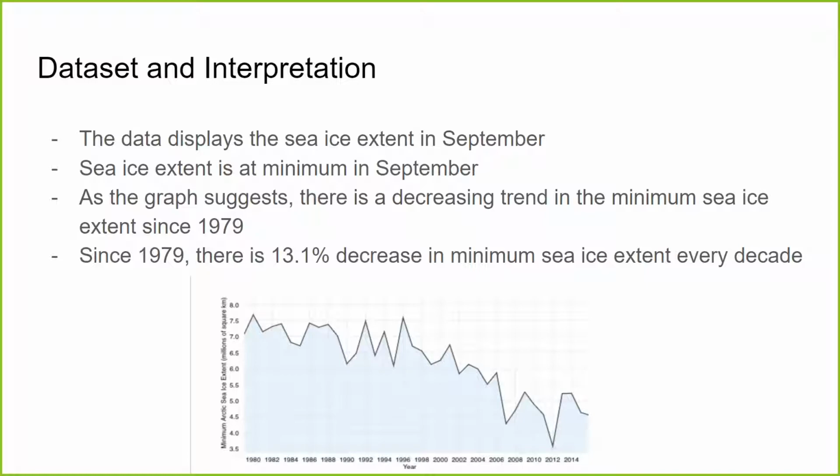The data displays the sea ice extent in September, which is when the sea ice extent is at minimum. As you can see below, the graph shows a decreasing trend in the minimum sea ice extent since 1979. The graph also shows that there is a 13.1% decrease in the minimum sea ice extent every decade since 1979.